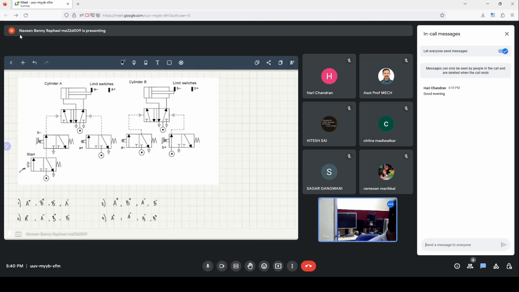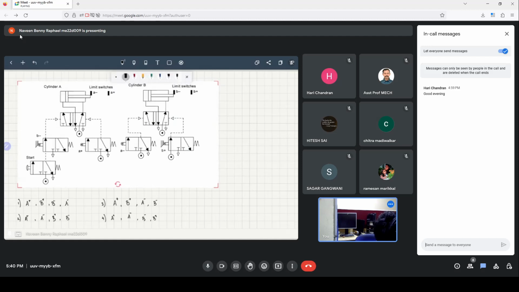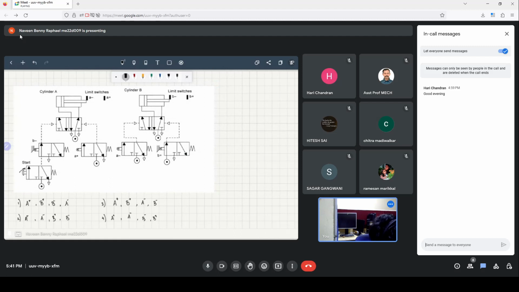Okay, so when the push button is pressed, the first thing that happens is the source will connect to port 2, naturally, because that's what the push button does. This section of the button will move to the proper place, and therefore the source will connect to port 2.